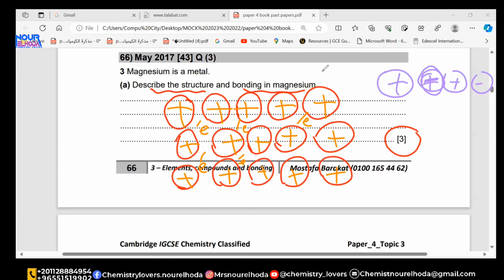So if I ask you what's meant by a metal, or how you describe a bond, you're going to say it is the regular arrangement. You need to start your answer with "regular arrangement". Why? Because he said describe. Since he wants a description, you need to start: it is the regular arrangement of what? Of the positive ions and delocalized electrons. I mean these electrons are surrounding the positive ions. Okay, so this is very important.